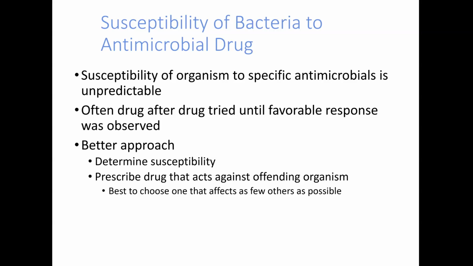So how do we determine, I've been talking about broad spectrum, narrow spectrum, this antibiotic is effective against gram-positives, but not gram-negatives, and so on. How do we know this, right? So in the past, what physicians had done is they would just try different drugs until they got a favorable response. And of course, that's not a very good approach. So a better approach is to determine the susceptibility first and then prescribe a drug that acts against that particular organism. This is why ideally we use narrow spectrum drugs, because it's effective against that particular bacteria. It doesn't affect other organisms.